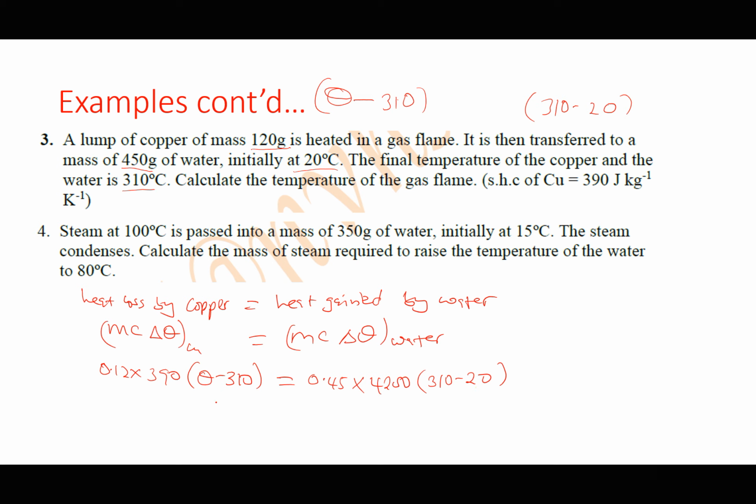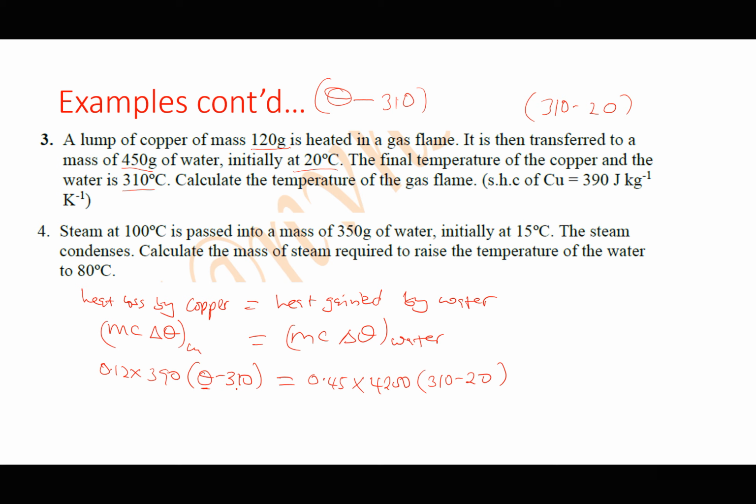So this time we expect theta to be above 320, because theta is the temperature of copper, which is the highest temperature. Simplifying the right hand side, I have 0.45 times 4,200 times 290, then I divide by open brackets 0.12 times 390. So I'm getting a value which is very big, of course. Let me check this again.